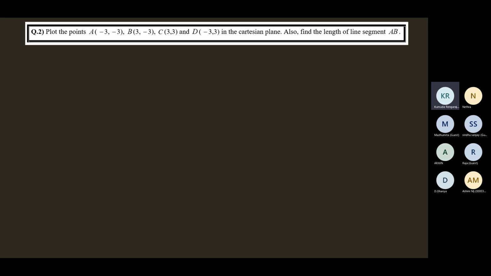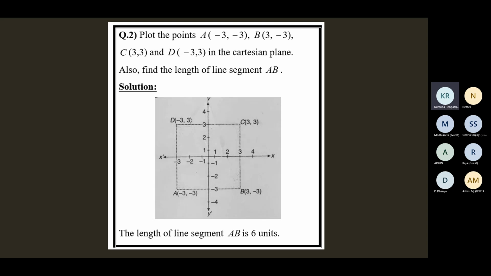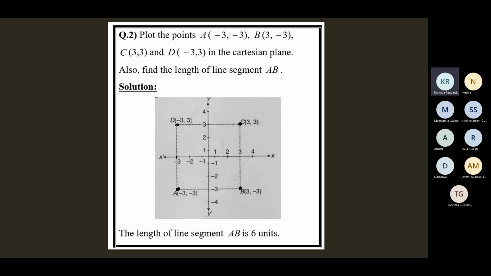Plot the points in the Cartesian plane. Find the length of the line segment AB. See here. How do we plot the points? A is minus 3 comma minus 3. B is 3 comma minus 3. C is 3 comma 3. And D is minus 3 comma 3.